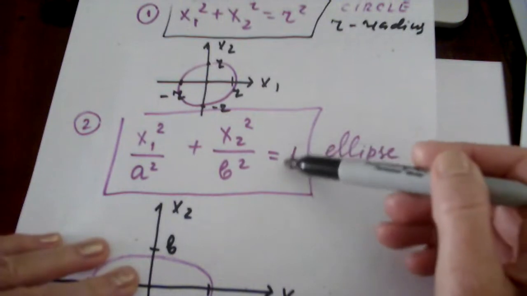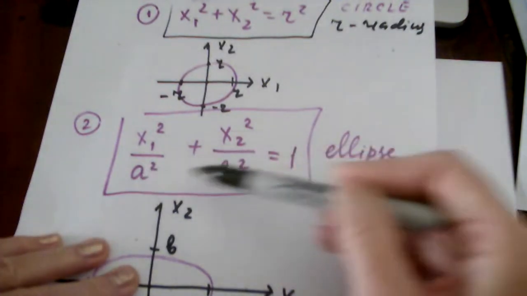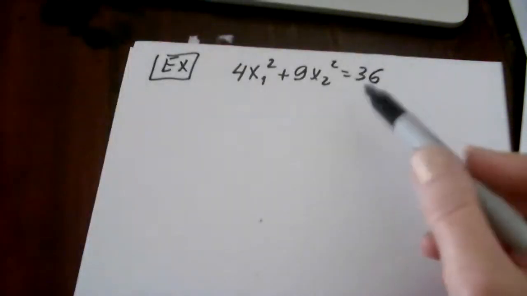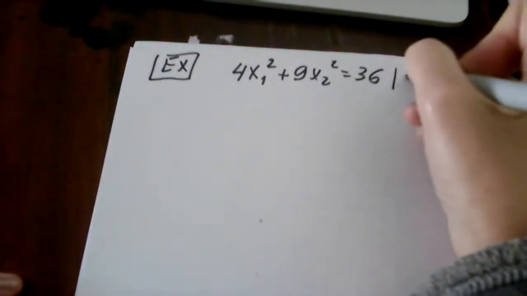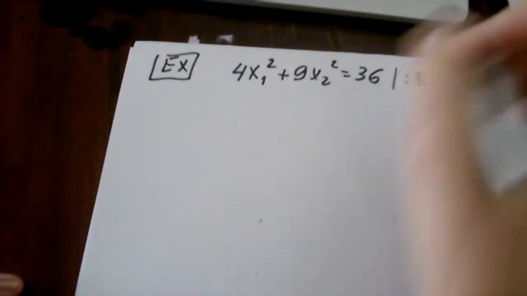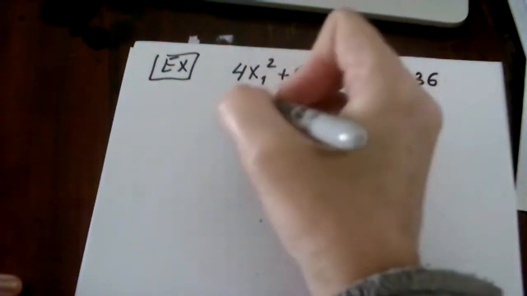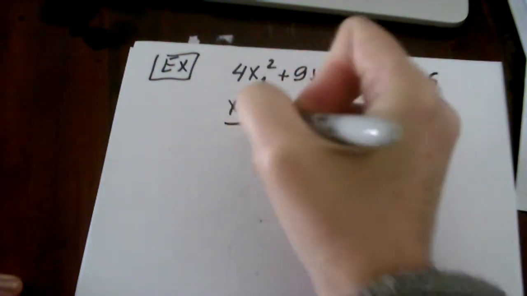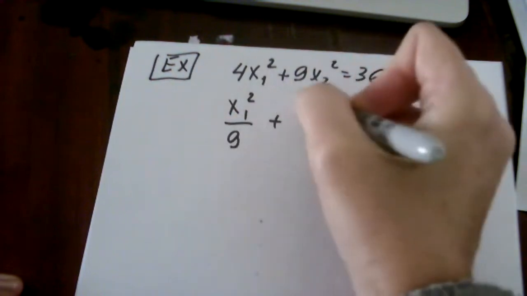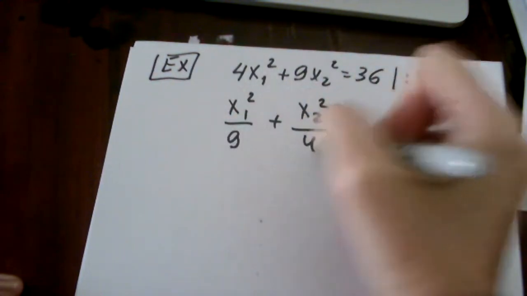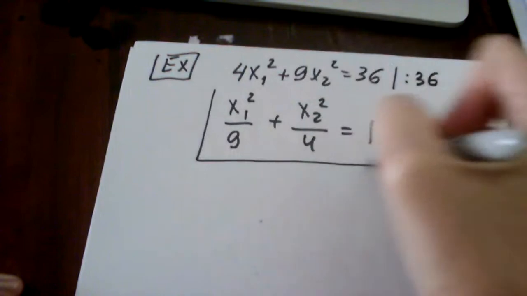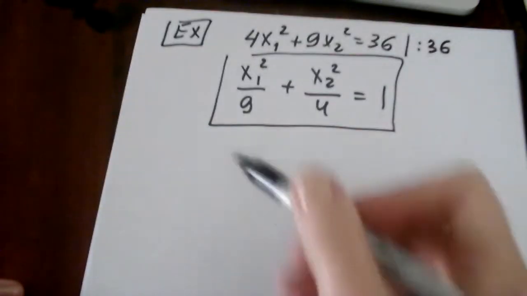The main difference is that you need to have 1 here, and you need to have this A and B. So how to provide 1 in the first case? There's nothing easier than this. You need just to divide both sides of this equation by 36, and you immediately get x1 squared divided by 9 plus x2 squared divided by 4 this time is equal to 1. So this does look like the canonical equation of an ellipse.